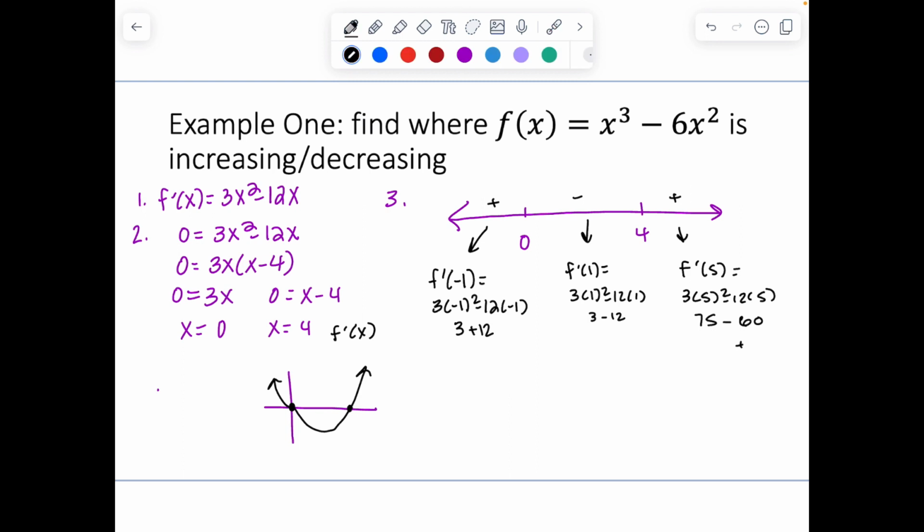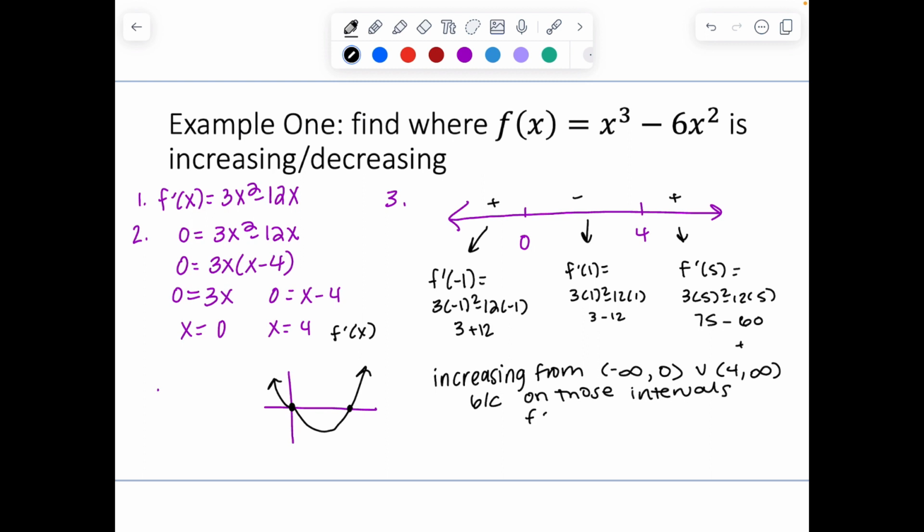When I write my conclusions and I write these intervals, remember I'm doing them in x value. So I'm going to say that my function is increasing from negative infinity to 0 and 4 to infinity, because on those intervals, f prime of x is greater than 0. So that's one conclusion. And then I also know that it is decreasing.